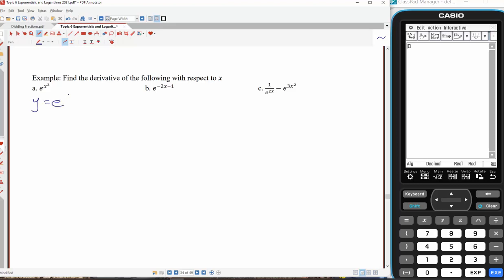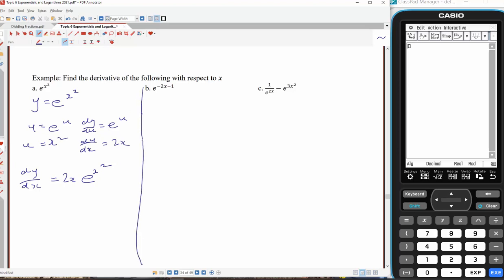y equals e to the x squared. y equals e to the u, where u is equal to x squared. dy du equals e to the u. du dx equals 2x. Those multiply, so dy dx equals 2x e to the u, sub x squared. So I was right, but there's no harm in doing that. I can probably knock it out in my head, but you guys who are just rookie players, just use the chain.